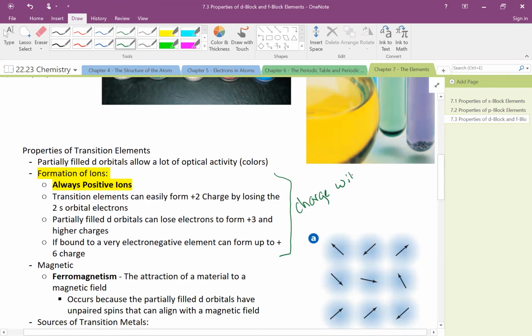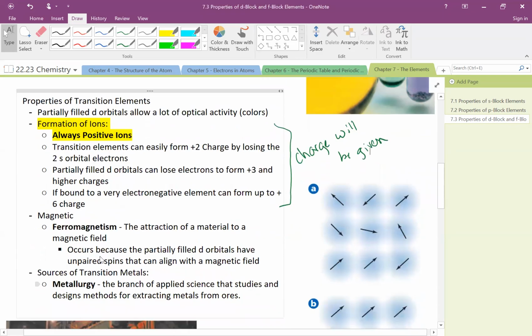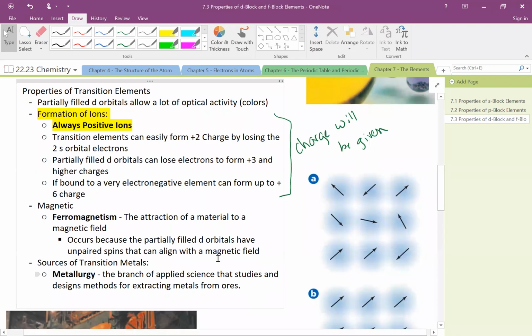Charge will be given. So instead of asking you to predict what the charge of iron would be, I do need to actually tell you it is iron with a +3 charge or iron with a +2 charge. Predicting what its charge will be is beyond the scope of a high school chemistry class. Another property of many transition metals, and of course our inner transition metals, is that they are magnetic.